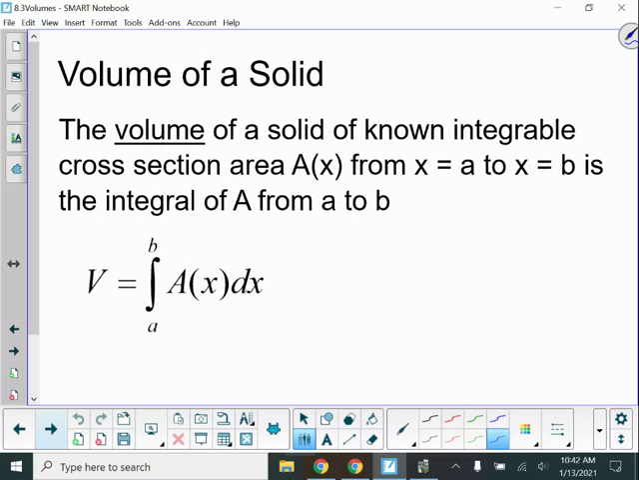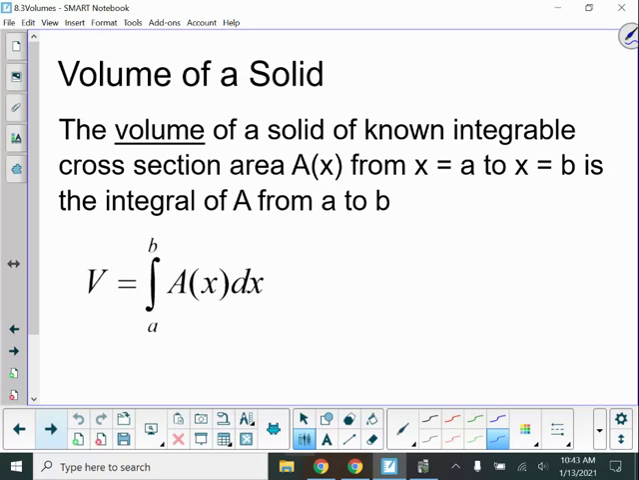So the volume of a solid of known integral cross-section area A of x from x equals A to x equals B is going to be the integral of your A of x from that A to B value. So just like with position, velocity, acceleration, when we integrate acceleration we get velocity, when we integrate velocity we get position. Because volume is to the third, area is to the second, when you integrate area, you're going to go up by one dimension, so integrating area is going to give you volume.